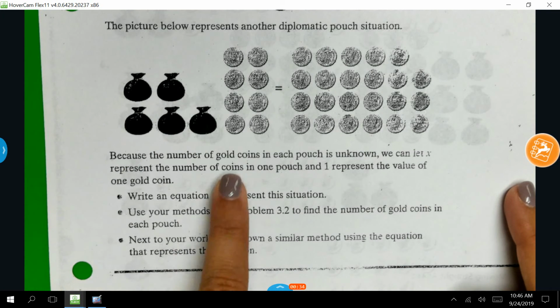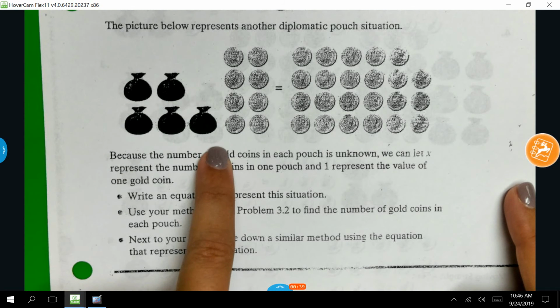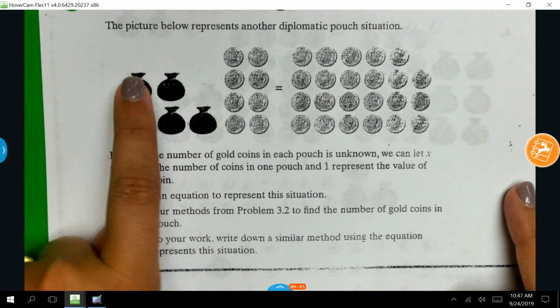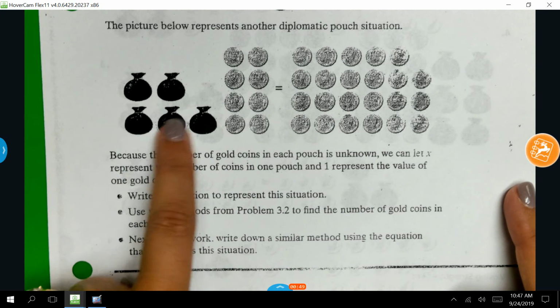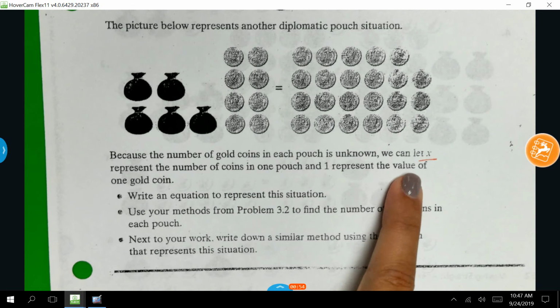But, do we know how many coins are in each of those pouches? No. Do you remember what we always use when we don't know something? Kaylee? A variable. So if I don't know what's in those pouches, can I say that each of those pouches is a variable? Yeah. They want us to use X. So we're just going to use X on all of these problems. Okay.